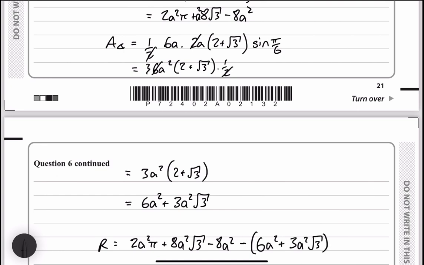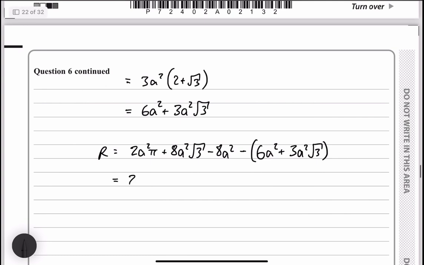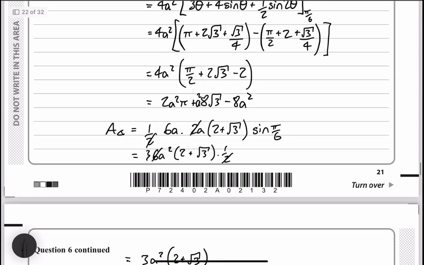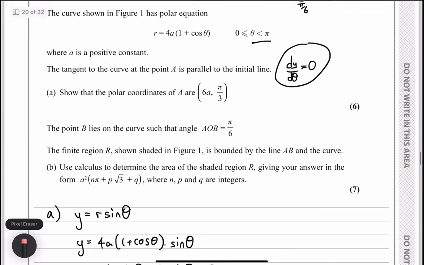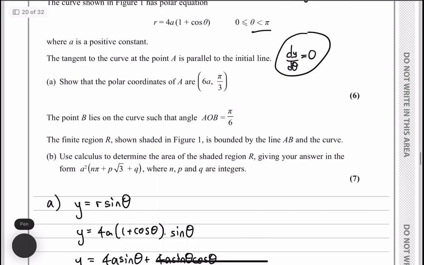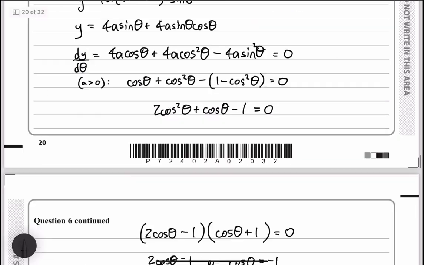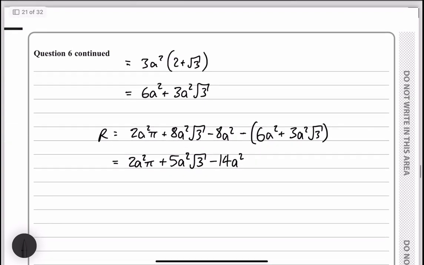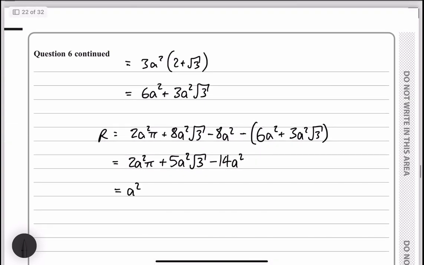So we've still got our pi term. That doesn't change, 2a squared pi. Now we've got 8a squared root 3 minus 3, so that's 5a squared root 3, minus 8 minus 6, minus 14a squared. Now what's our format? We want a squared in front, and then all of these should be integers. Yes, it's looking good. A squared, 2 pi plus 5 root 3 minus 14.